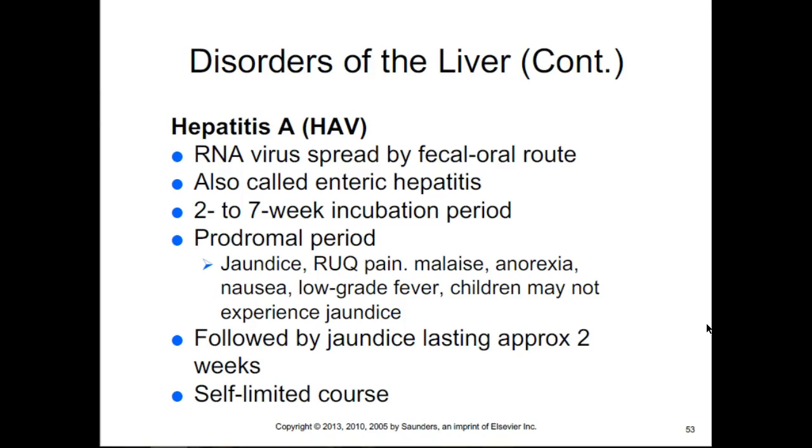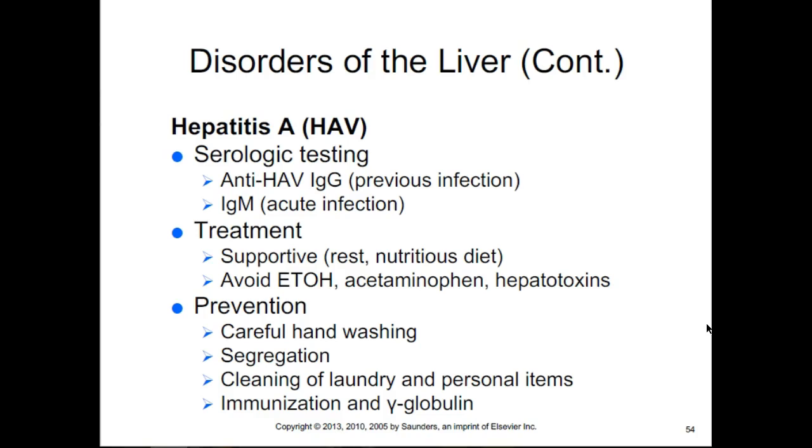And so you might have the prodromal period, right upper quadrant pain, malaise, anorexia, nausea, low-grade fever. Children may not experience jaundice, right? So some serological testing, you might have anti-HAV IgG, which means it's a previous infection, and if there's IgM, it means there's an acute infection, right? So it's going to be really important for us to start distinguishing between IgG and IgM, okay?